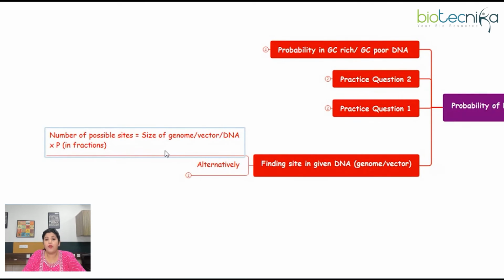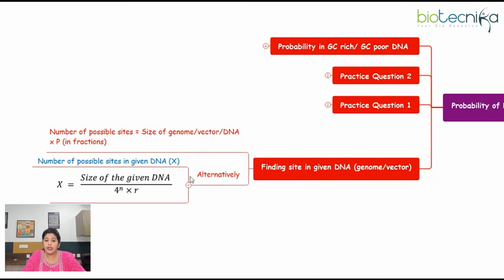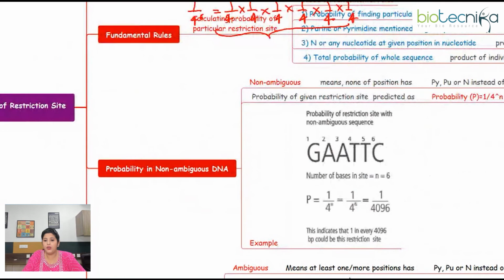So in that case, the formula that you have to use is: number of possible sites equals the size of the genome or vector or DNA, into P. Like in the question, they can talk about a vector also, they can give DNA also. So P is the probability, and that too in fractions you have to write. Alternatively, another formula that you can use is: number of possible sites in a given DNA, that is X, is the size of the given DNA by 4 raised to power N into R, where you all very well know N is the number of bases in the site.